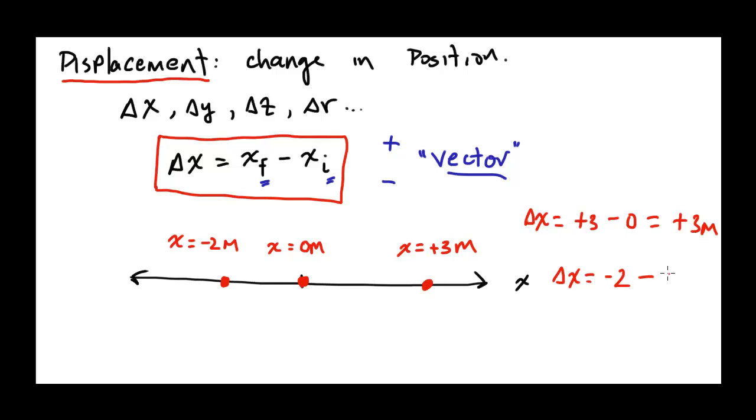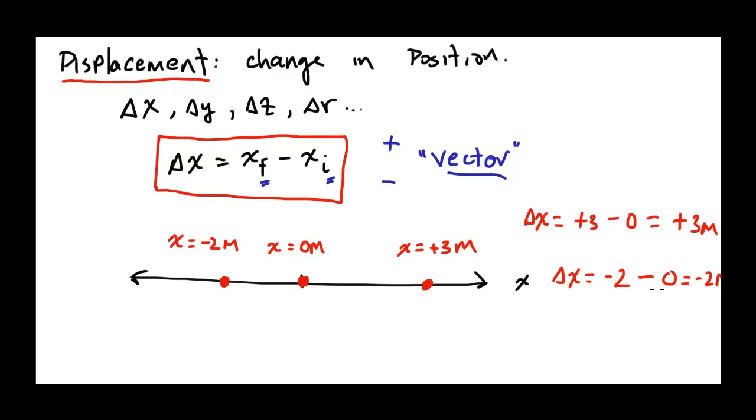I'm thinking about the whole trip, okay? From 0 to +3 and back to -2. That's the entire trip that I'm thinking about. So the final position is where the particle ended up, -2. The initial position was our starting position, 0. So what is this? This is -2 meters.